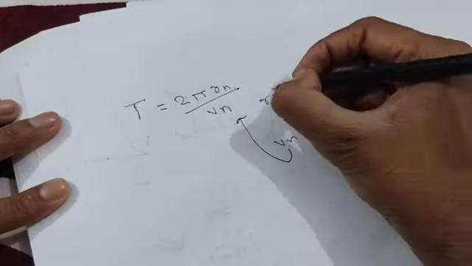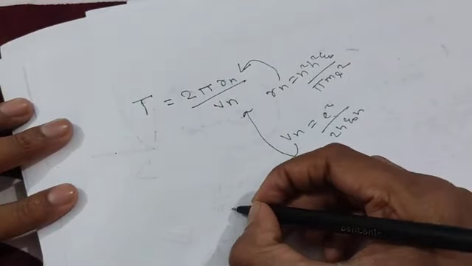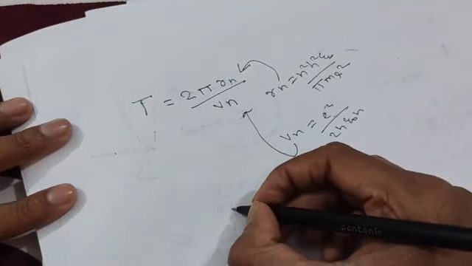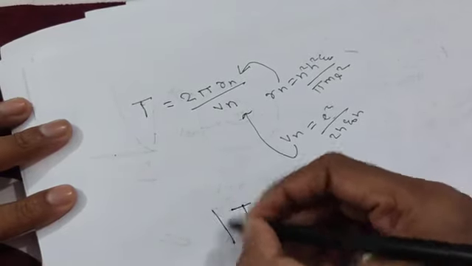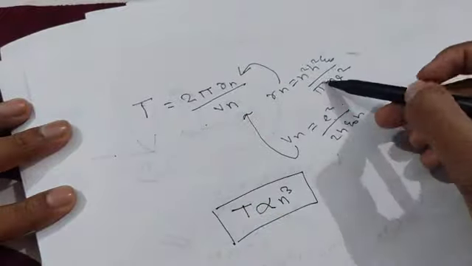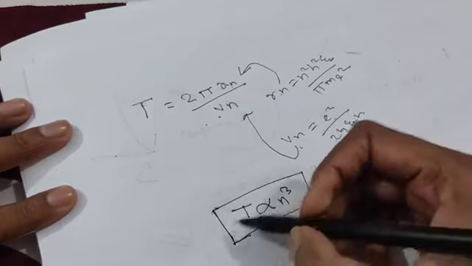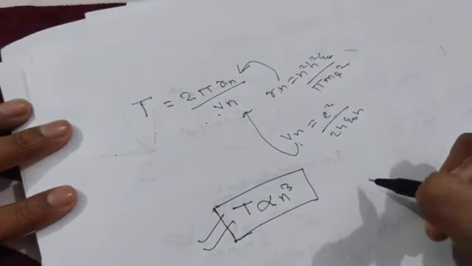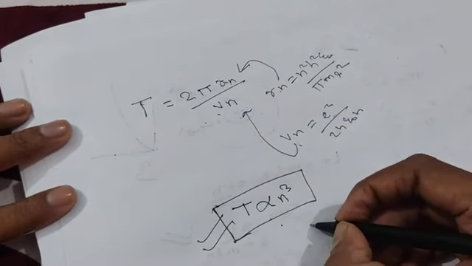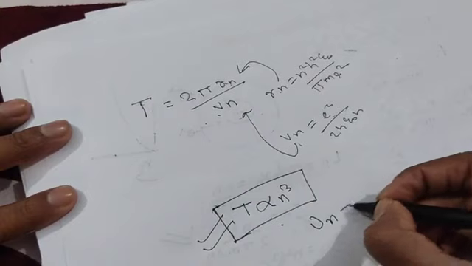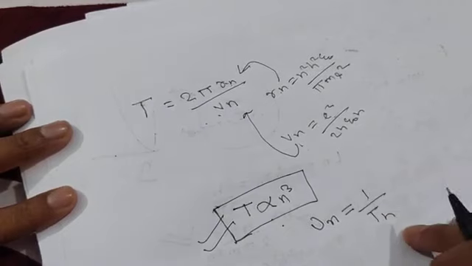Putting this here and putting this here, we will have our time period, which is proportional to this. If you want to find T, then put this value here and you will get the T, but we'll now only use this proportionality. We can also say that frequency is just 1 by Tn.